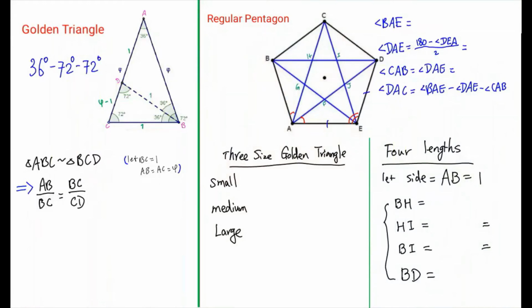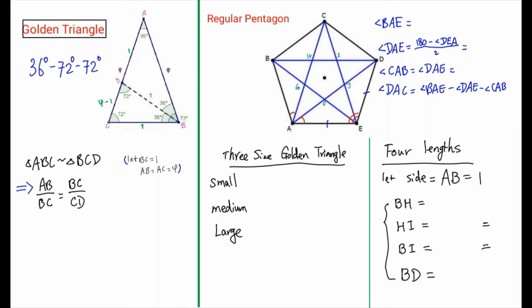The golden triangle. It is an isosceles triangle with angles 36, 72, and 72. Here, here, and here. When an angle bisector intersects at one of the points with 72, this creates another golden triangle, like this one right here.